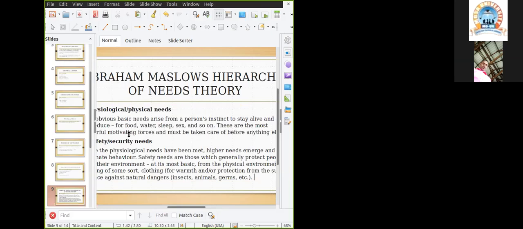Okay, so what will be the examples of these security needs? For you to have as many examples as you can, you need to understand what safety or security needs are all about. Safety and security needs are those which generally protect people from their environment. So what could be examples? Well, clothing, housing. We need to have a security guard. Those are basic examples of what we can call safety or security needs. Then we can go to the next type of needs.